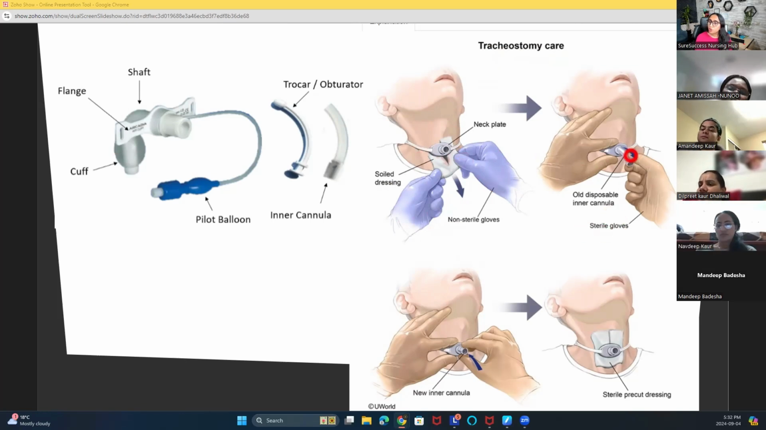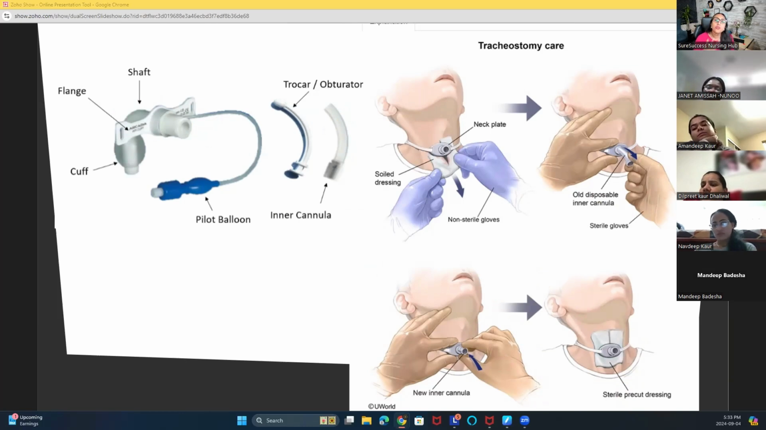What are you going to do? Remove the inner cannula. This is the inner cannula, which is inserted into the outer cannula, and we are going to take it out. You are removing it, cleaning it, inserting the new inner cannula, and putting the sterile dressing on.